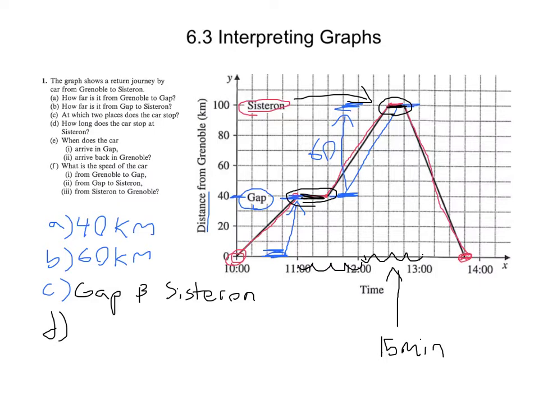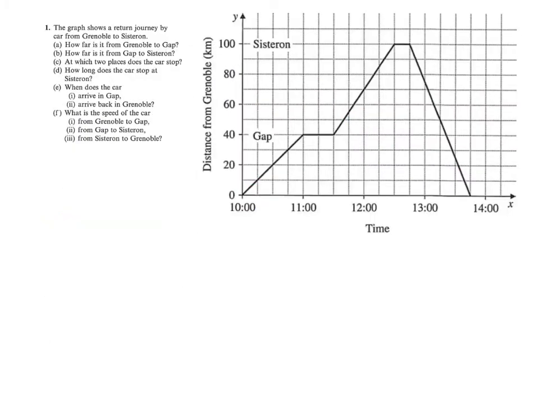So an hour divided by 4 is 15 minutes. Okay, so we stay for 15 minutes there. All right, and then E says, when does the car arrive in Gap? Okay, so I'm going to go to a separate page now and just put this back up so we can start E, just because this is getting a little messy.